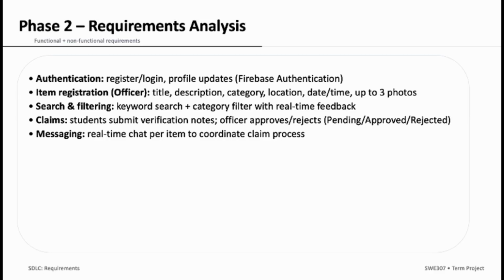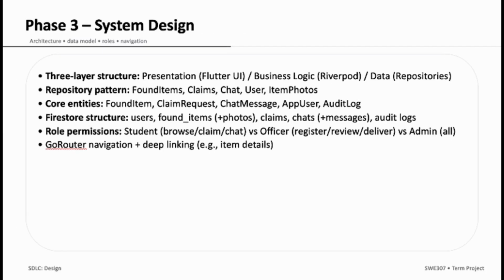We also focused on non-functional requirements such as security, performance, usability, and scalability. In phase 3, we design a simple and scalable system architecture. The system uses a three-layer structure: Flutter UI for presentation, view models for business logic, and repositories for data management. Core entities include found item, claim request, chat message, app user, and audit log.